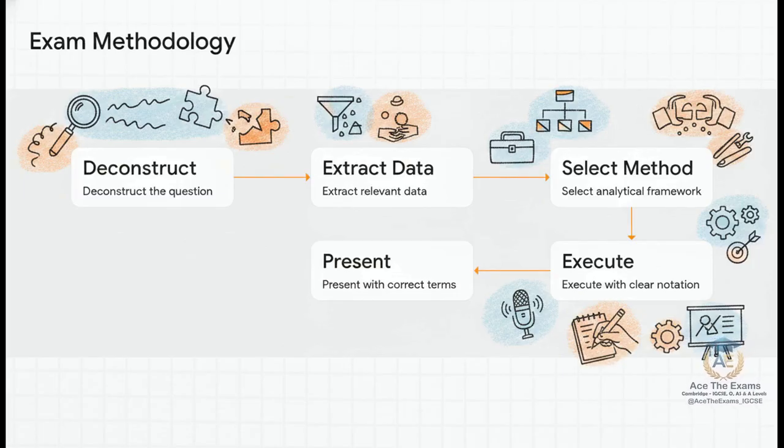Third, select your analytical framework, like our PEAL structure. Fourth, execute with clear logic. And fifth, present it using precise, rigorous terminology. If you look at the screen, imagine we gave Sam 60 seconds to rewrite his vague answer using this exact 5-step blueprint.